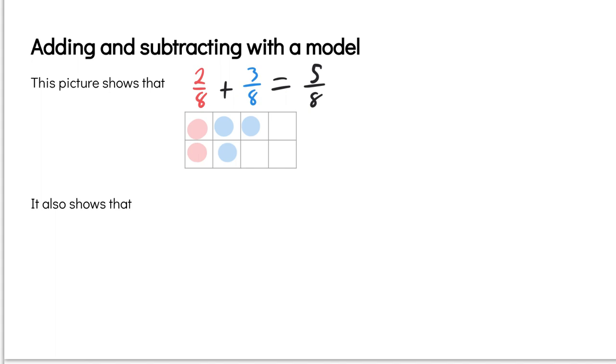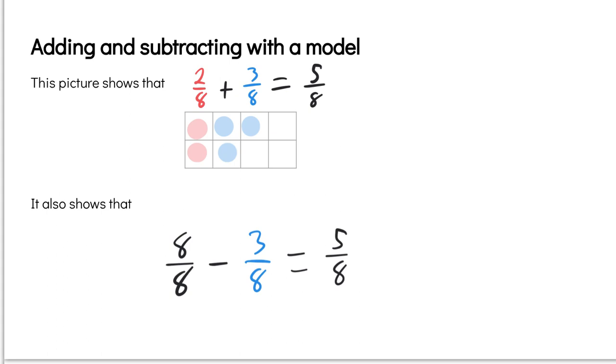So we can have an addition sentence, but we can also have a subtraction sentence. It also shows that 8 out of 8, and if we subtract 3/8, we're going to be left with 5/8, right? If we start with a total of 8, there's 1, 2, 3, 4, 5, 6, 7, 8, and we take 3 of them away, then we're left with these 5 colored in.